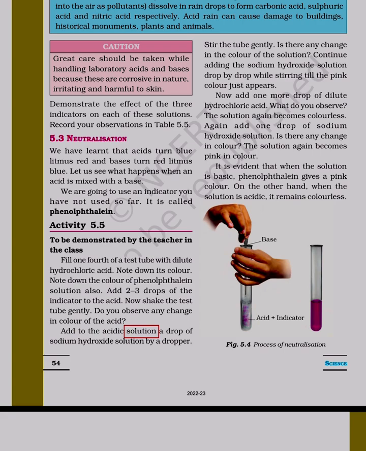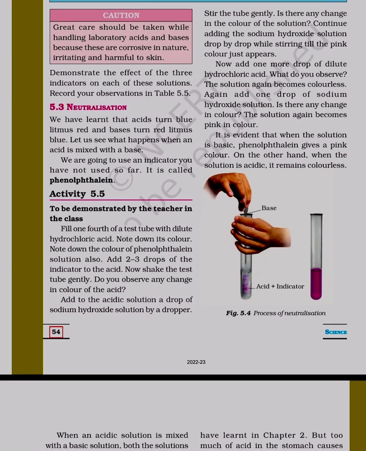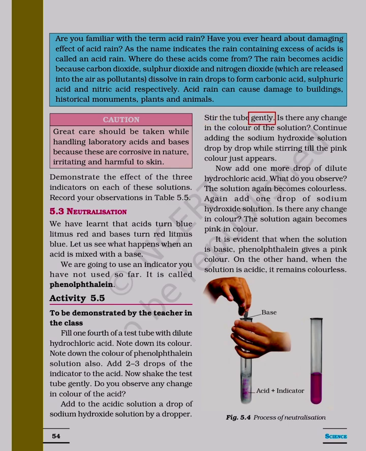Add to the acidic solution a drop of sodium hydroxide solution by a dropper. Stir the tube gently. Is there any change in the color of the solution? Continue adding the sodium hydroxide solution drop by drop while stirring till the pink color just appears. Now add one more drop of dilute hydrochloric acid. What do you observe? The solution again becomes colorless. Again add one drop of sodium hydroxide solution. Is there any change in color? The solution again becomes pink in color.